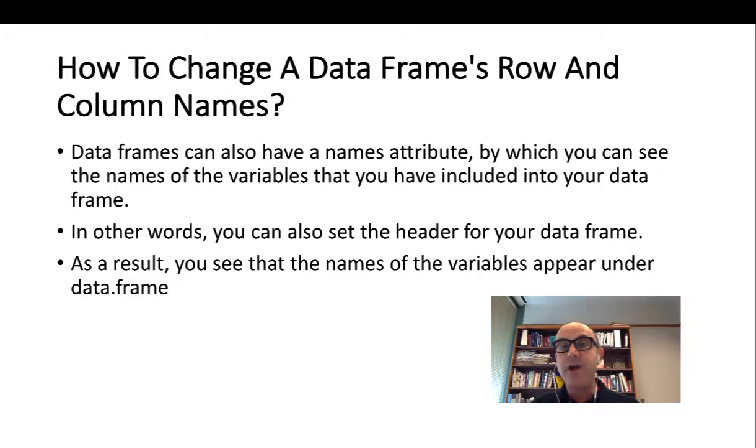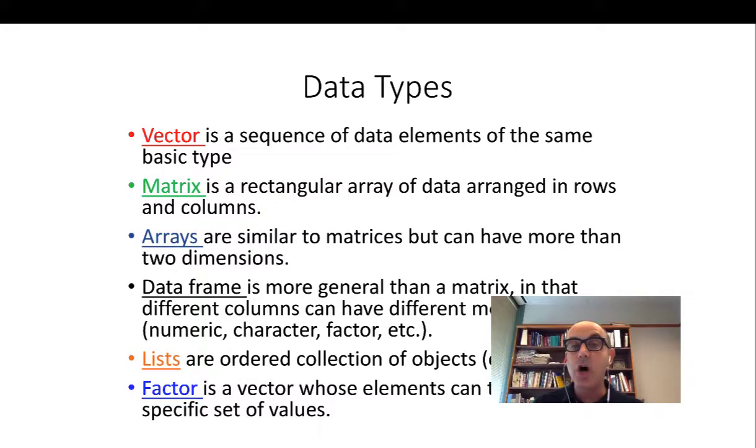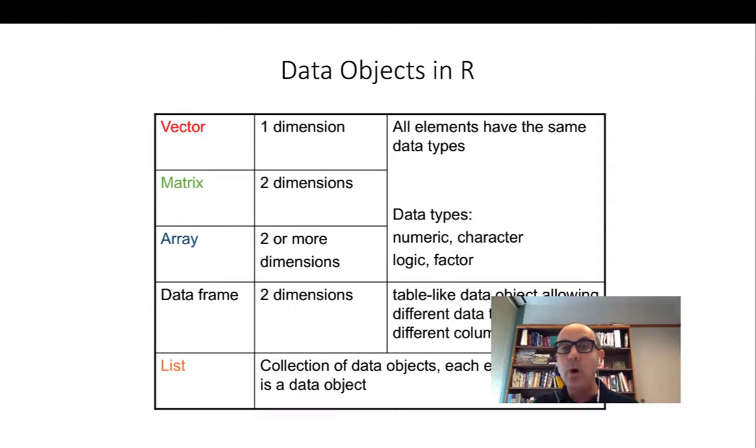How do I change the data frame row and column names? The data frame has a names attribute, which lets you set the names of the variables, so you can include them in your data frame. In other words, you can set the header of your data frame. As a result, you will see the names of the variables appear on the data frame. So the types of data are vector, matrix, array, data frame, and list. We cover this in this module, as part of module number 7, and I want you to become familiar with it because this is the syntax that we're going to work with in R.